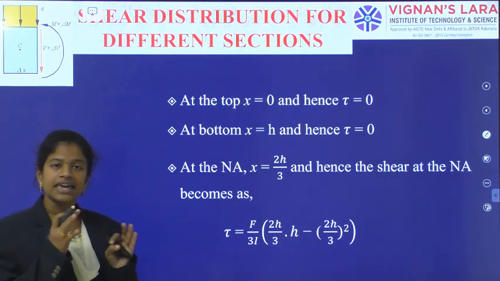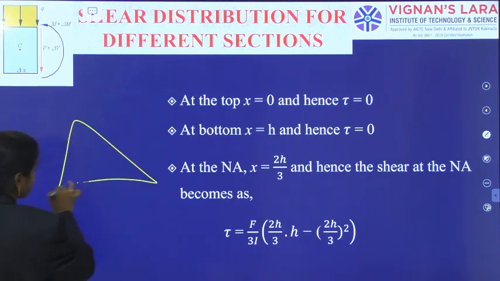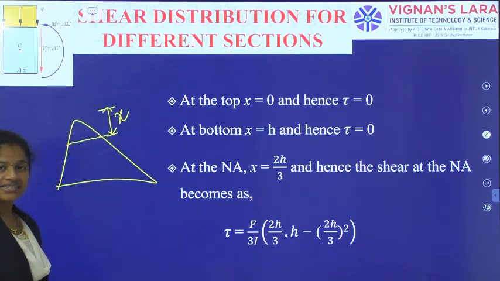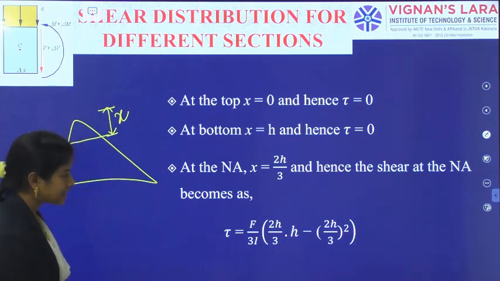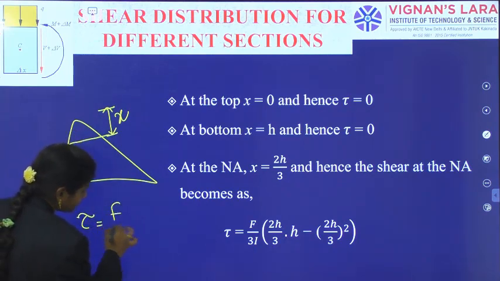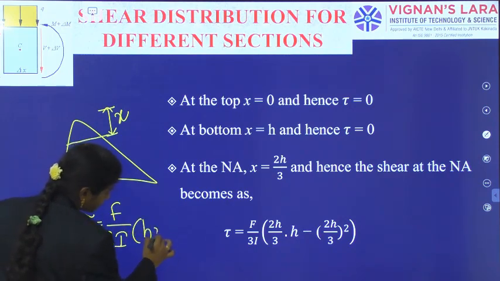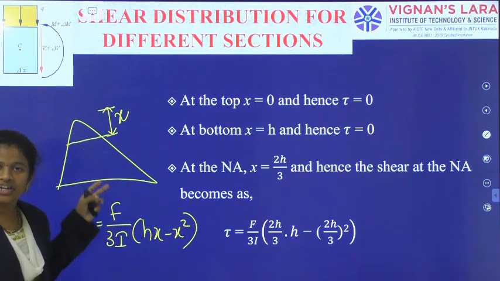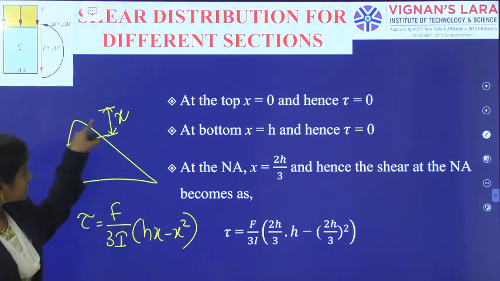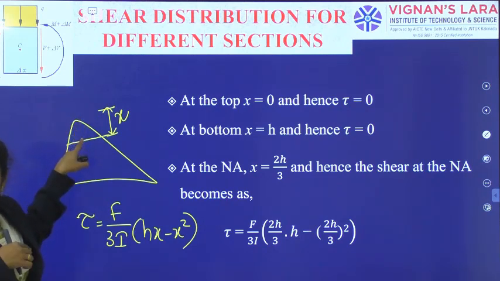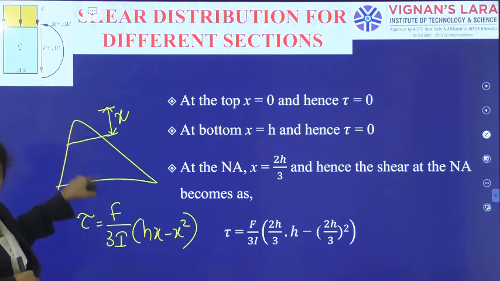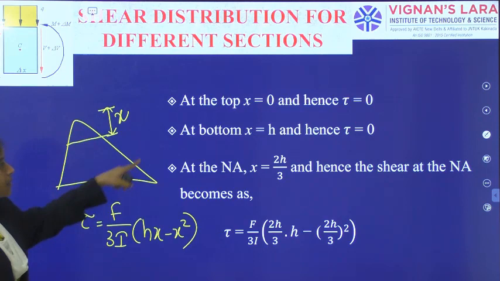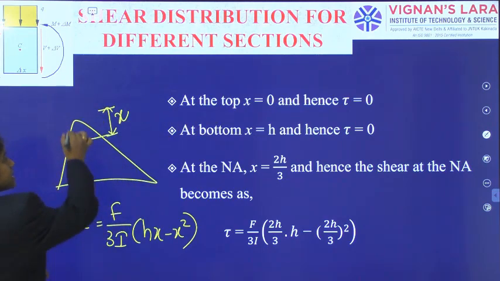Now that is the equation for shear stress at any level x from the top. The answer is tau is equal to F by 3I (hx minus x square). So whatever x you substitute, the corresponding tau you will get. But x is measured from the top, as per our explanation. So at any point from the top, I can calculate the shear stress using this formula.